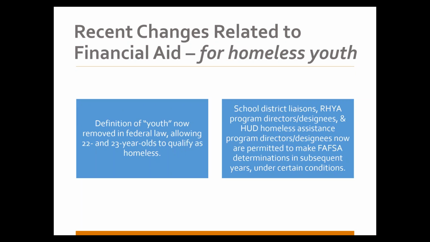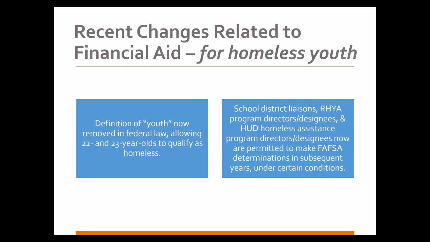But first, I want to talk about some changes related to financial aid for homeless youth. And these are federal changes. So first, the definition of youth has been removed in federal law, and this allows 22-year-olds and 23-year-olds to qualify as independent students. Previously, the U.S. Department of Education had defined youth for purposes of determining who's an unaccompanied homeless youth to include only individuals 21 years or younger. So this definition basically left out the 22 and 23-year-olds because, you remember, once you turn 24, you're an independent student. Everyone at 24 is an independent student.